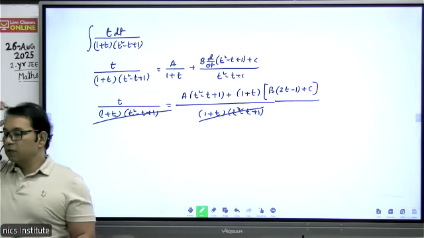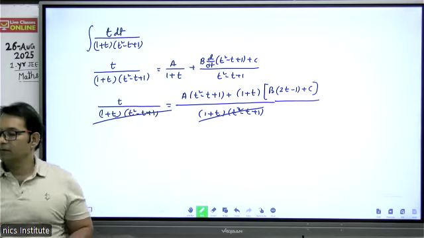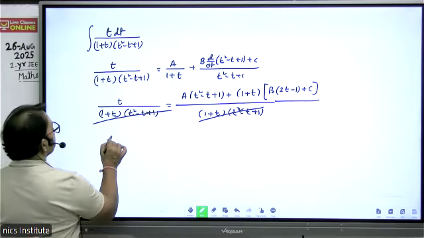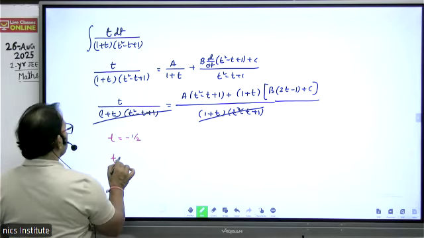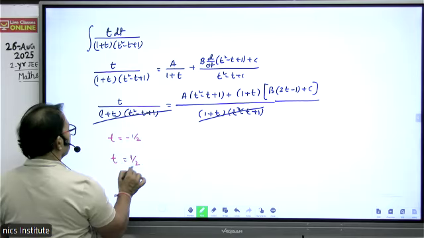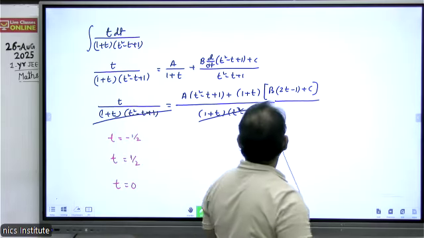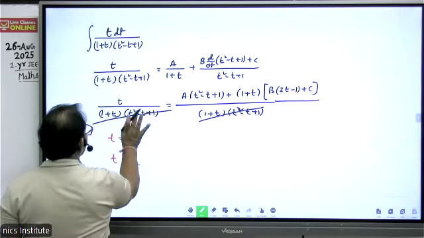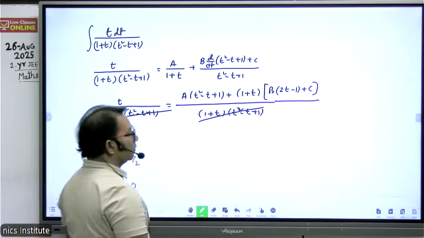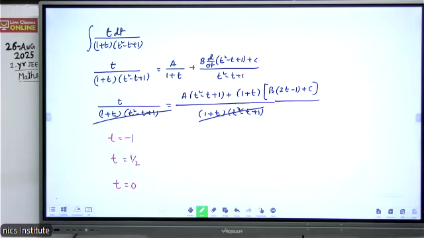So you can substitute zeros. Only one zero is there, t is equal to minus 1. You can take t is equal to minus 1. You can take t is equal to half. And you can take t is equal to 0. Tell me A, B, C. Find A, B, and C.